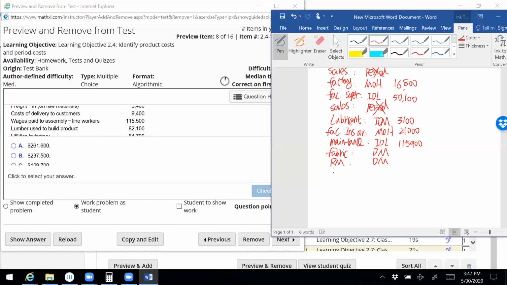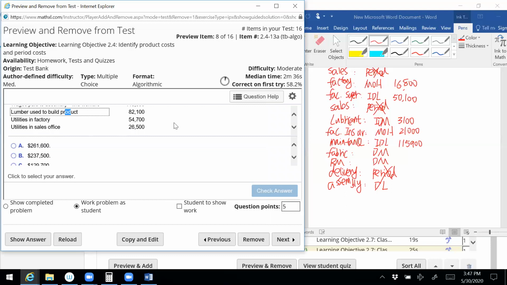Next one, I know you said, oh my goodness, I have to analyze each item. Yeah, you have to analyze each item. Next one is the delivery cost. Delivery cost is a period cost. It's not even product cost. Next one, assembling line. So this is our direct labor. So it's not manufacturing overhead.